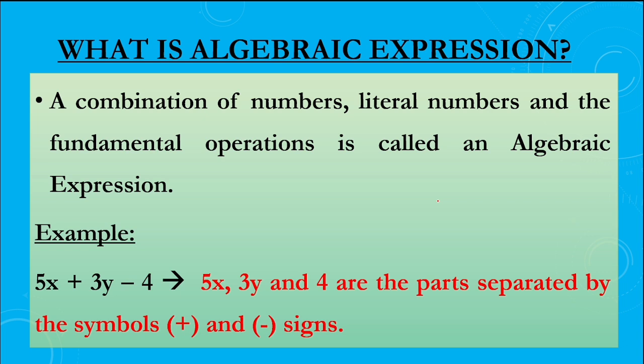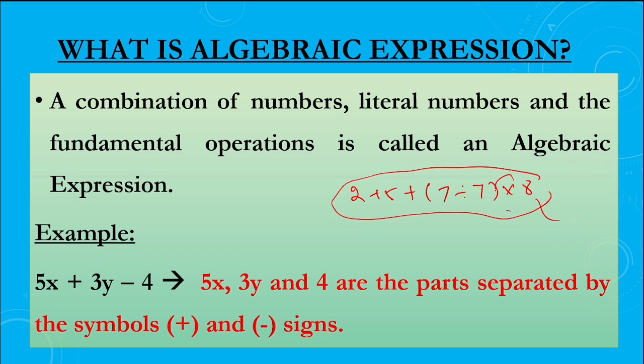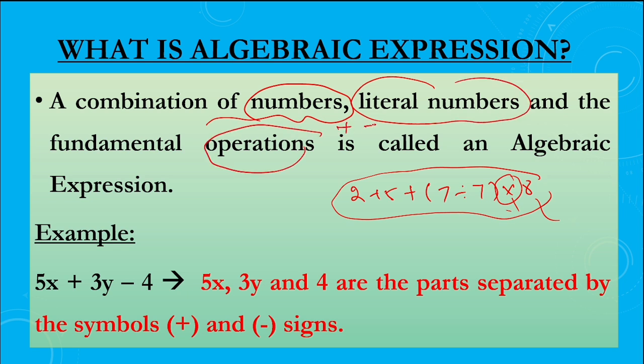So next, what is an algebraic expression? Before that, you should know about numerical expression. For example, 2 plus 5 plus bracket 7 divided by 7 into 8. This is called a numerical expression, meaning numbers with fundamental operations, that is multiplication, division, addition, subtraction. Then what is an algebraic expression? An algebraic expression is the combination of numbers and literal numbers with fundamental operations, that is plus, minus, into and division.